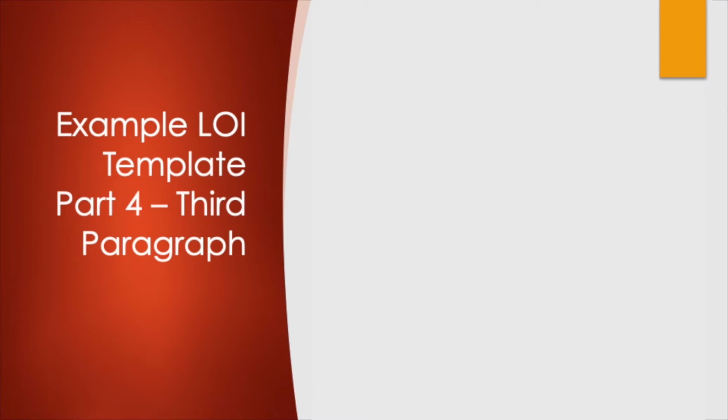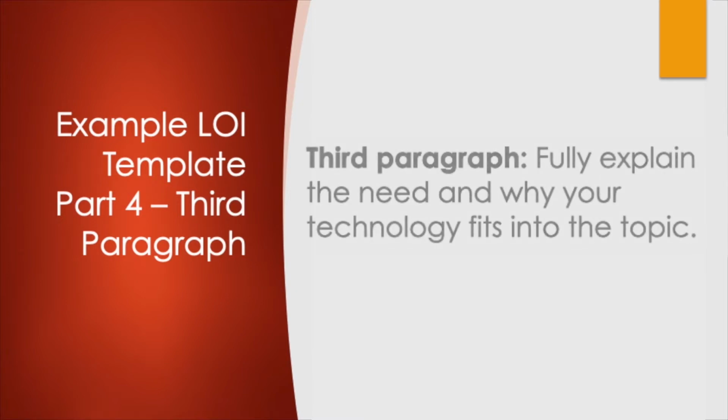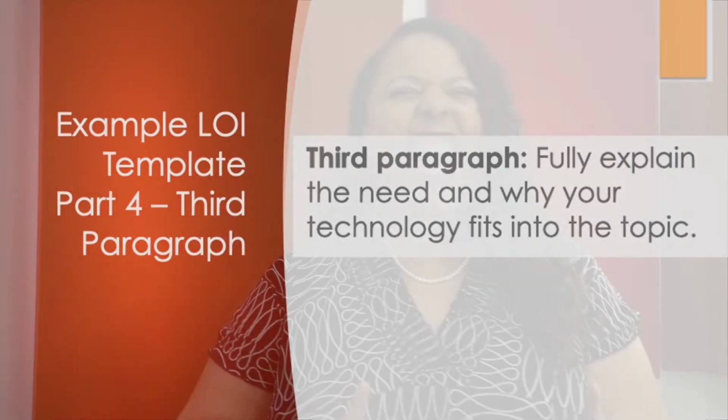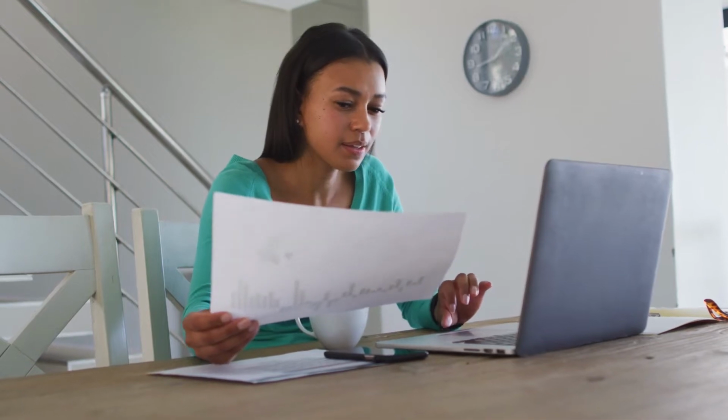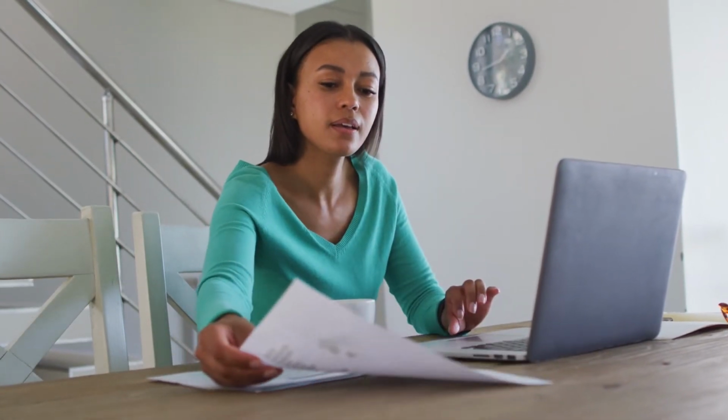Part 4, which is the third paragraph, fully explain the need and why your technology fits into the subtopic. Use words and phrases and descriptions that are used in the actual funding opportunity announcement. Make sure you read the references. The references are very, very important, and they can be found at the end of each subtopic. This section for me is normally about 4 to 10 sentences.